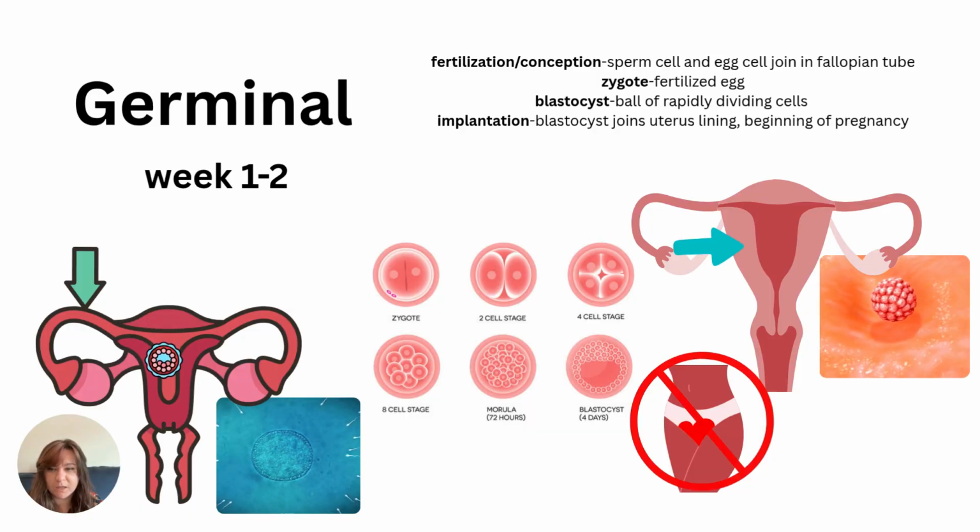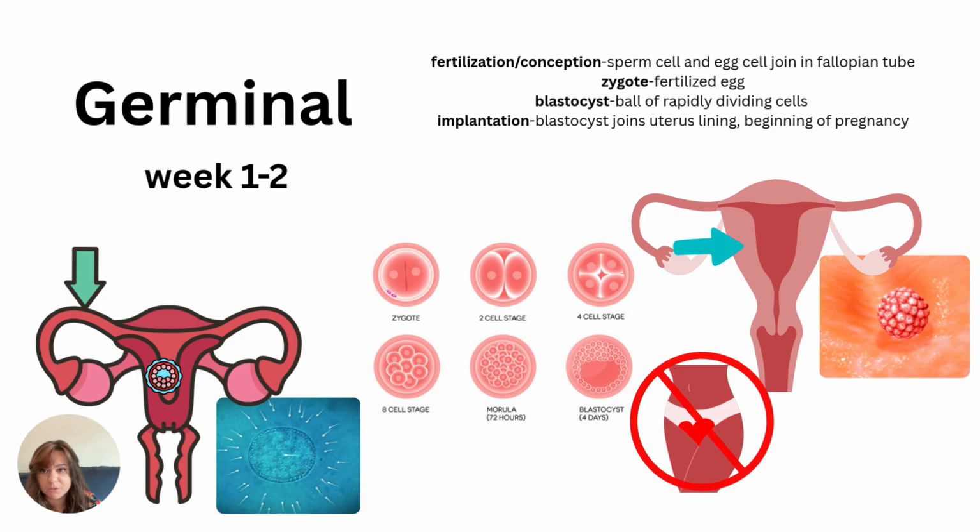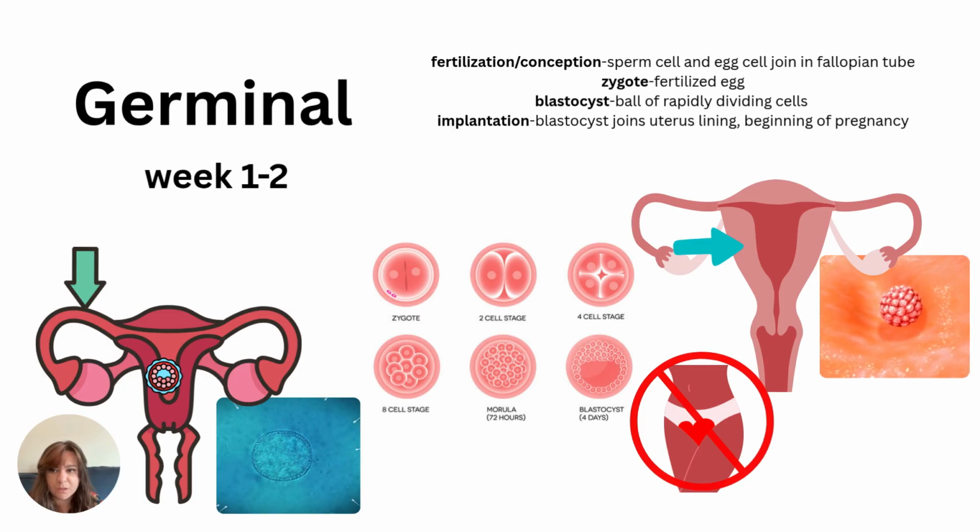The germinal stage is the shortest stage of prenatal development, and this begins at conception. So when the sperm joins the egg in the fallopian tube, the sperm fertilizes the egg and creates something called a zygote. Over the course of about a week, the zygote is going to travel down the fallopian tube towards the uterus. And during this journey, it's dividing many, many times. And again, it's going to create those two structures, the embryo and the placenta.